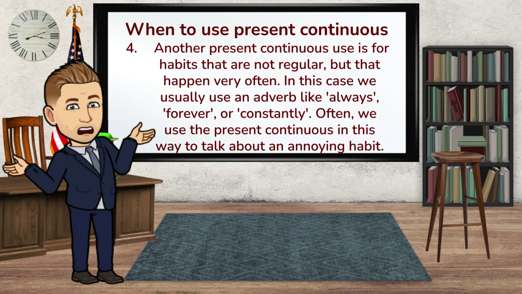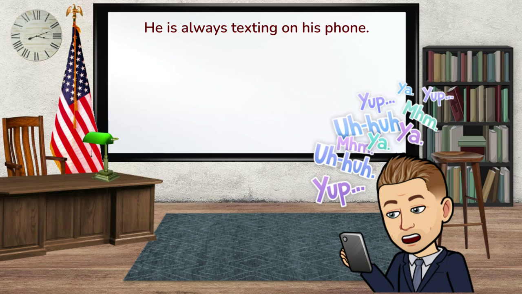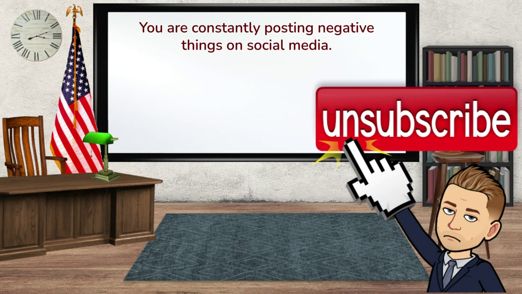Okay, when to use the present continuous rule 4. So another present continuous use is for habits that are not regular, but that happen very often. So in this case, we usually use an adverb like always, forever, or constantly. And often, we use the present continuous in this way to talk about an annoying habit. He is always texting on his phone. So where is the present continuous verb tense being used here? Is always texting.